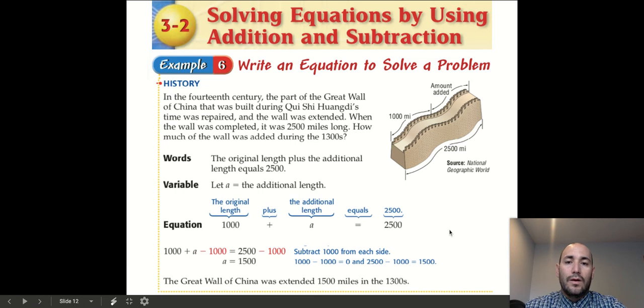All right. So that's some guidance on how to solve equations, both using addition and subtraction.